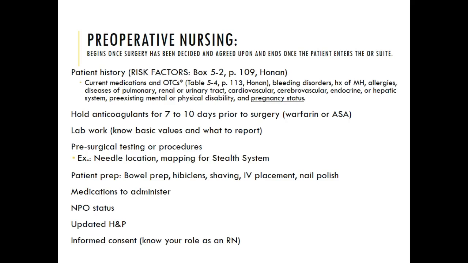A good rule of thumb is that a lot of herbals that start with the letter G, that could be ginkgo biloba, garlic, ginseng, all increase the risk for bleeding. Also, if a patient has any bleeding disorders, history of MH or malignant hypothermia, any allergies, and any diseases that could affect how they manage anesthesia. This is both cardiac and pulmonary. And of course, pregnancy status in those that are of childbearing age.